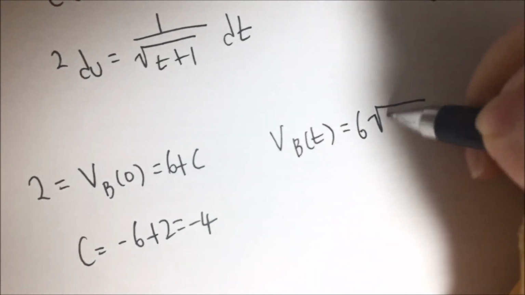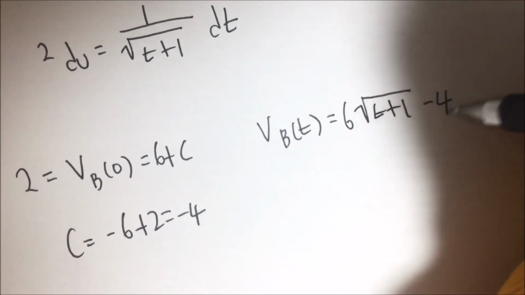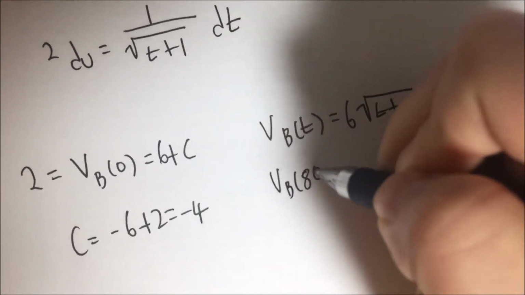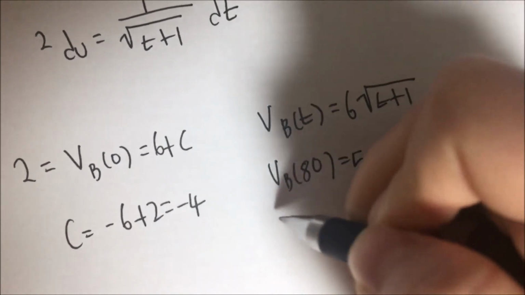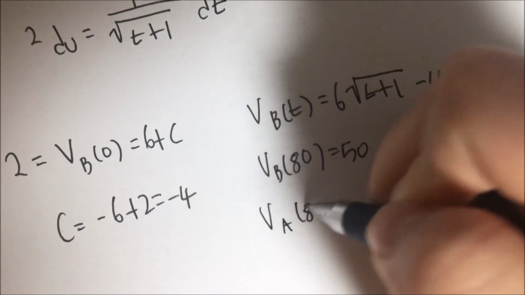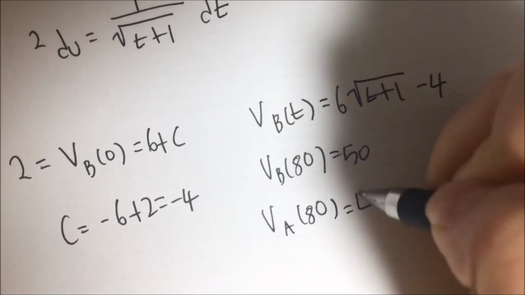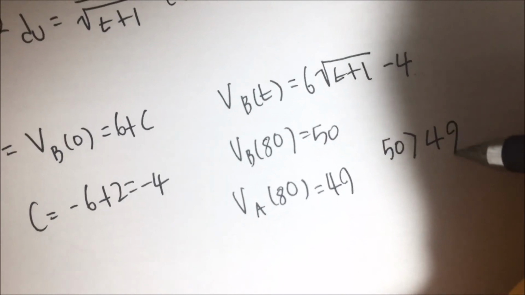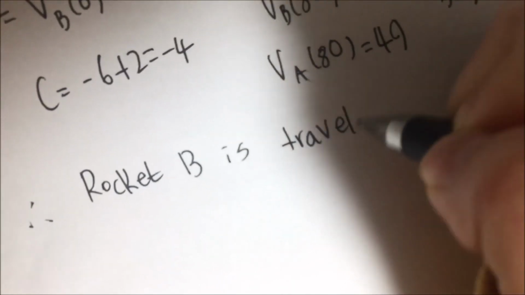Now the only thing left is to calculate vA of 80 and vB of 80. If you plug in 80 into both equations, vB equals 50 and vA equals 49. We can see that 50 is greater than 49, so we can conclude that rocket B is traveling faster at time t equals 80 seconds.